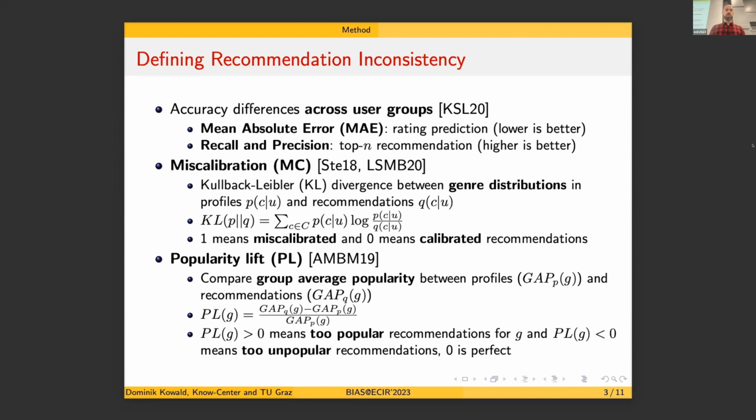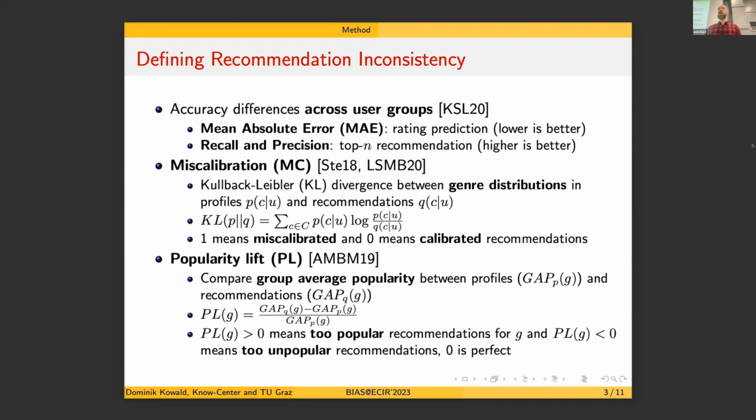Then this miscalibration metric I mentioned, we could measure this by using the Kullback-Leibler divergence between genre distributions in the input, so the user profiles, and the output, so the genre distributions in the recommendation lists. And based on the given equation, a value of 1 means totally miscalibrated recommendations, and the value of 0 means perfectly calibrated recommendations.